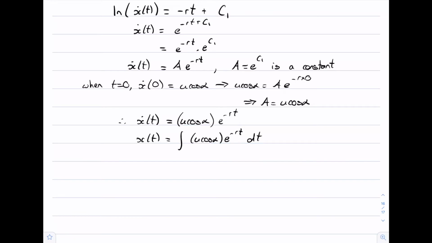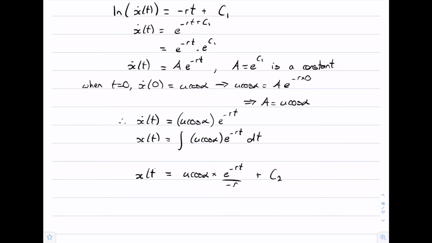Now, at first quick glance, this looks pretty horrible, but then you look a little bit more closely and you realize that this part here is not dependent on t at all. So in fact, it's a constant, which means that I can pull it outside of my integral, and the integral really is just integrating this exponential, and exponentials are quite easy to integrate. So when we do integrate this, it becomes u cos alpha times e to the minus rt over minus r plus a constant, and this one I'm going to call c2.